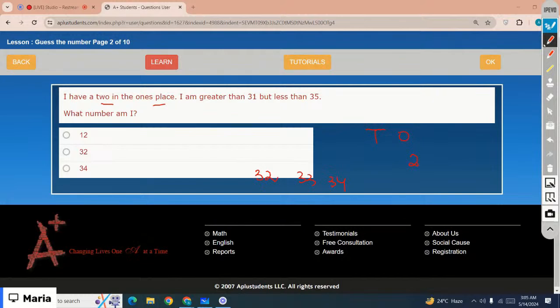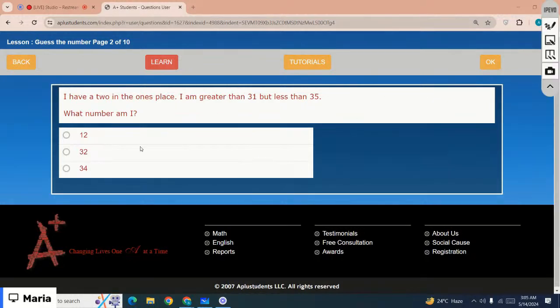The correct option is 32. The only number that has 2 at the ones place is 32. So the correct option is 32. Got it?